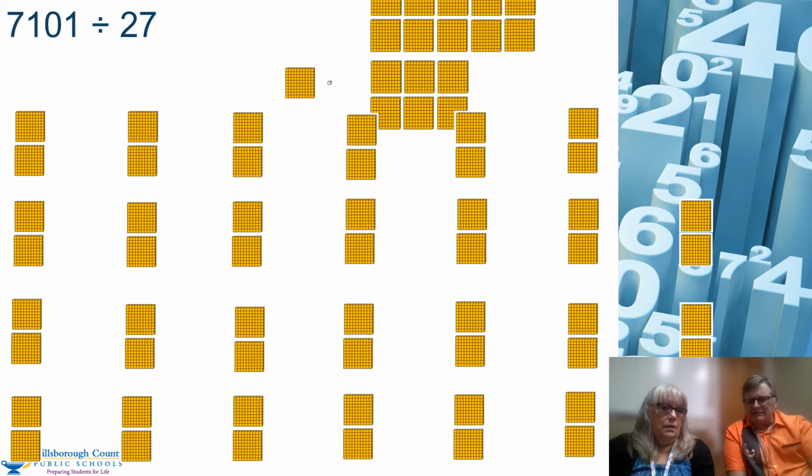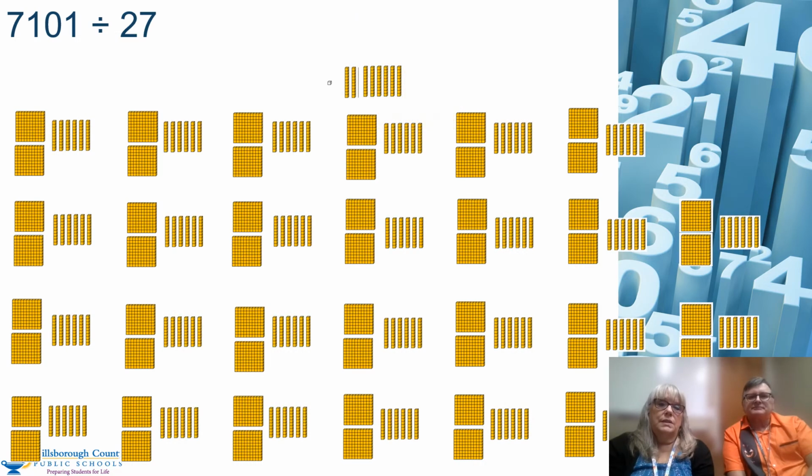The 101, is it 101? Yes. But I'm going to take all of the hundreds because I don't have any more hundreds that will fit in these groups. So now I'm going to move to the next place value, which is tens. And I'm going to decompose those. So let's regroup all of the hundreds into tens and put those into my 27 groups.